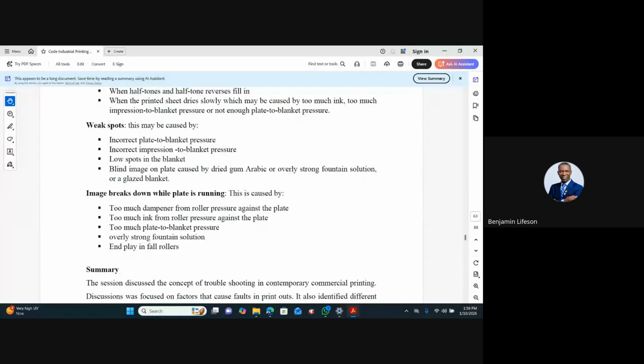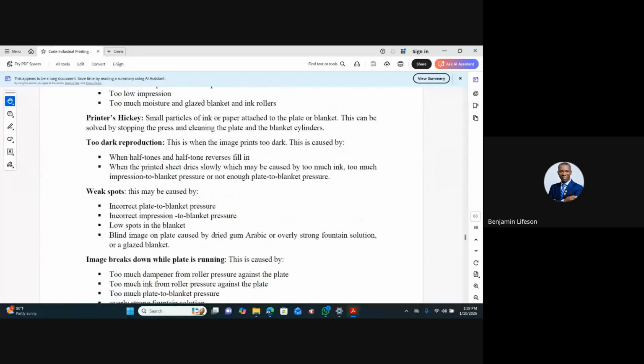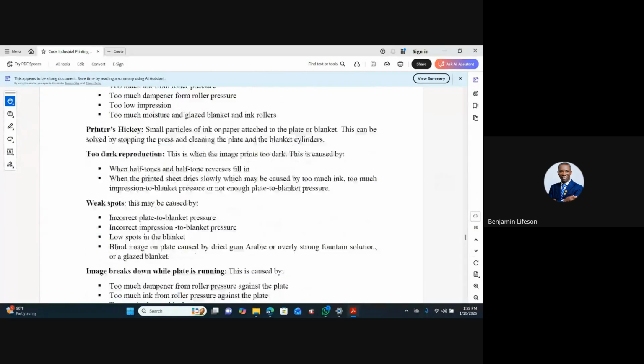So these are the problems that you can identify and the causes of those problems. So maybe in the examination, they can ask you to state about two or three problems associated with lithographic printing and their causes. All right, then that is it. So that is about the troubleshooting.